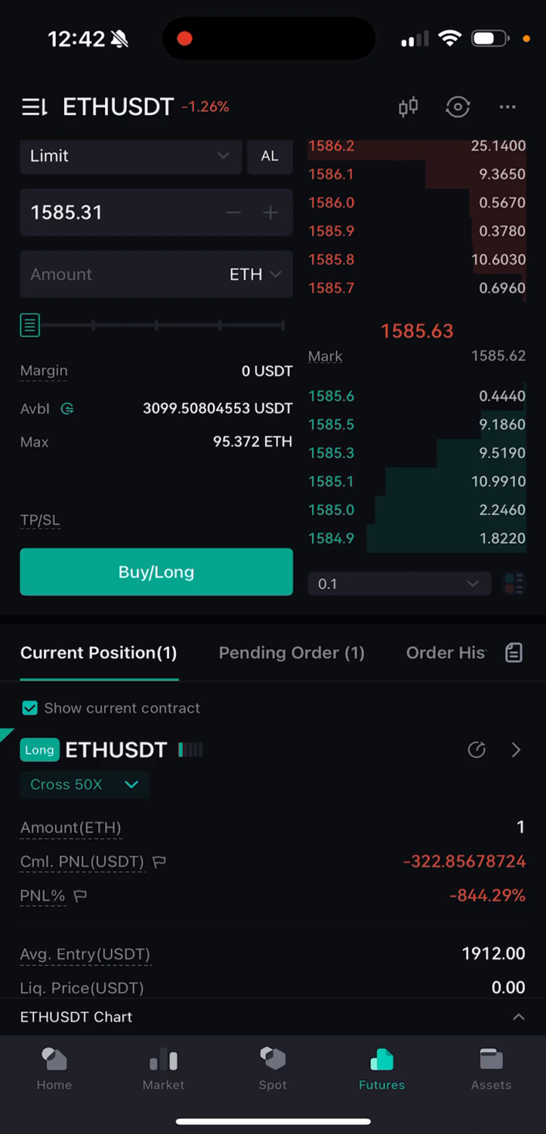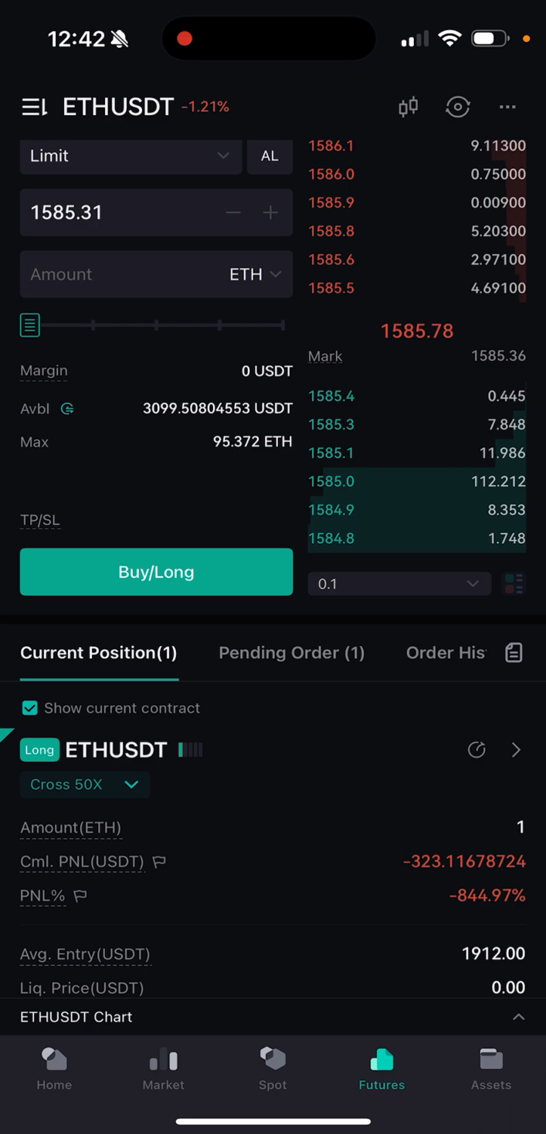As you see on this one, after a couple of days I'm at minus $322.85. The percentage I have lost is minus 844.81%. That percentage is calculated based off my original deposit, or the capital I deposited in order to get into the position. The capital for this one is not much, which is why the percentage is so high. I guess it was $19 or $20 that I got into the position with.